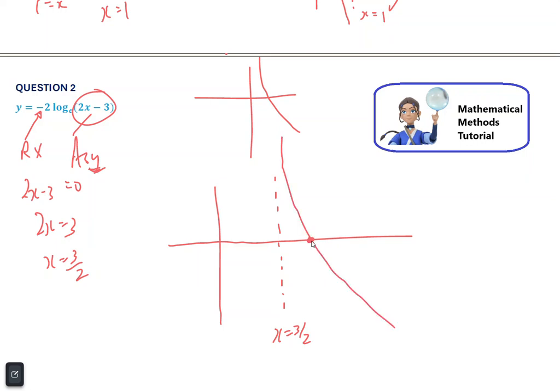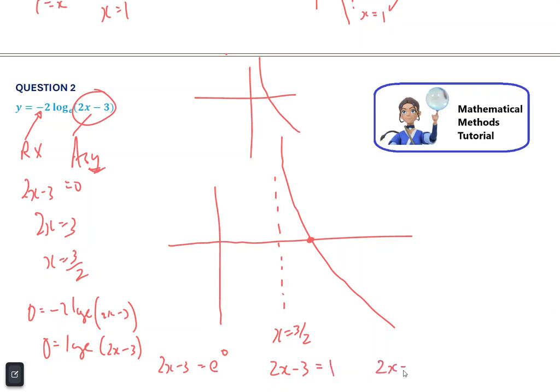And to find the x-intercept, set y equal to 0. 0 equals negative 2 log base e of 2x minus 3. Divide by negative 2: 0 equals log base e of 2x minus 3. 2x minus 3 equals e to the 0. 2x minus 3 equals 1. 2x equals 4. x equals 2. So that gave me a nice value of 2.